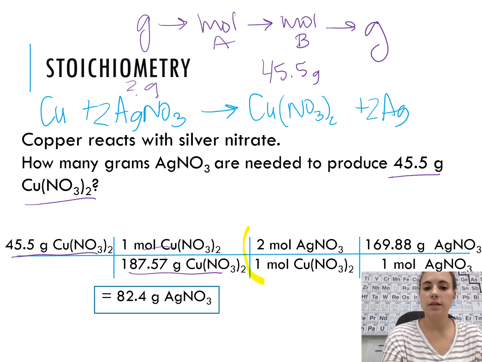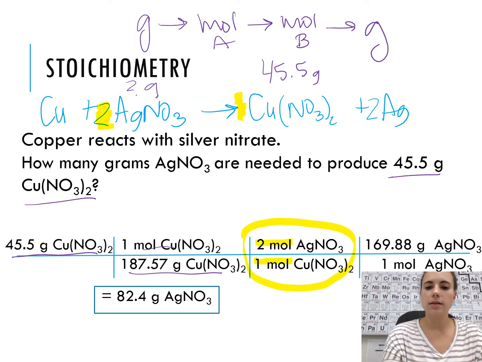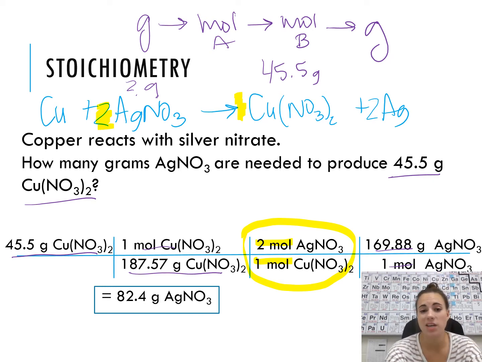Then my new conversion factor is this mole ratio, because I know that 1 mole of copper nitrate is equal to 2 moles of silver nitrate. So there's my 1 mole equals 2 moles. Then I continue on with my normal conversion factor of using the molar mass to go from moles to mass. And then I get 82.4 grams of silver nitrate. So what this tells me is I would need 82.4 grams of silver nitrate to produce 45.5 grams of copper nitrate.